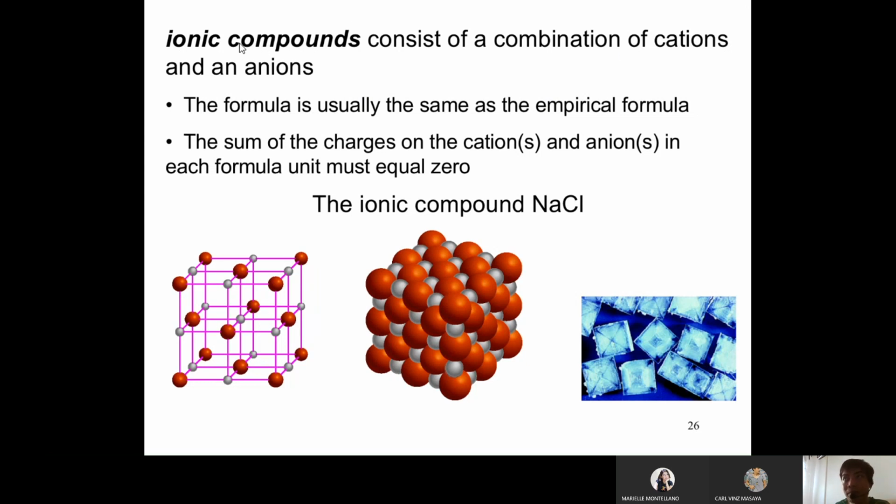Iba yung molecular compounds sa ionic compounds, no? Kasi sa molecular compounds, yung molecular formula natin, so ano meron doon? Chemical bonds, no? Dito naman sa ionic compounds, ang meron dito ay charges. So yung positive charges and yung negative charges, they get attracted to each other. Walang chemical bond doon, no? Attracted lang talaga sila. That's why nagsasama sila.